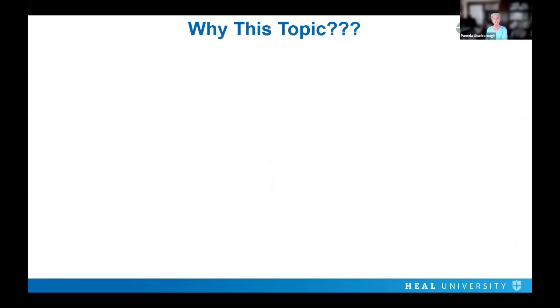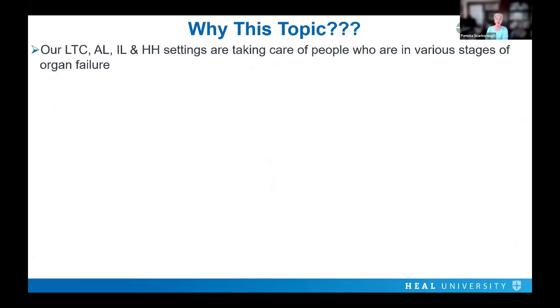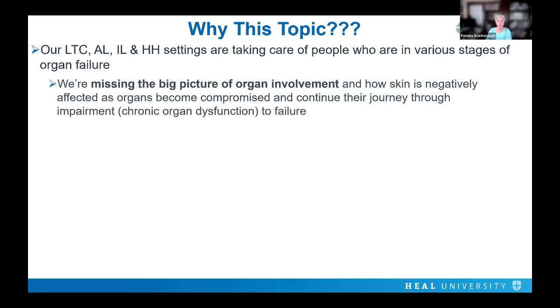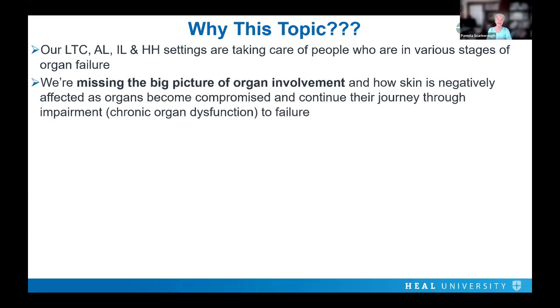And why are we going to talk about this? It doesn't matter where we are, whether post-acute or even acute care. We are taking care of people in various stages of organ failure, or they wouldn't be in our buildings. I don't care if you're a hospital or a long-term care facility. The people having these skin issues are having organ issues. We're missing the big picture of this organ involvement and how the skin is negatively impacted as the organs become compromised on their continued journey through impairment. We have acute organ dysfunction, chronic organ dysfunction, and end-stage organ dysfunction.